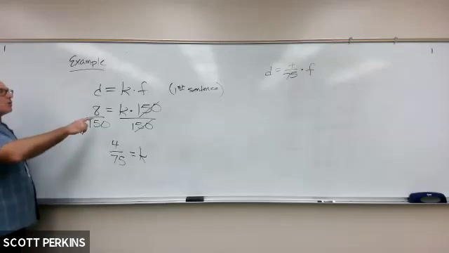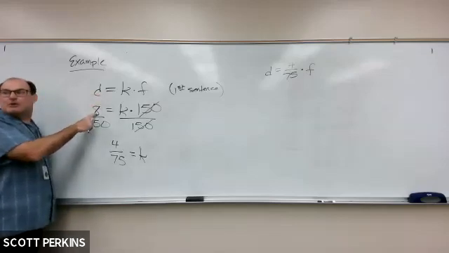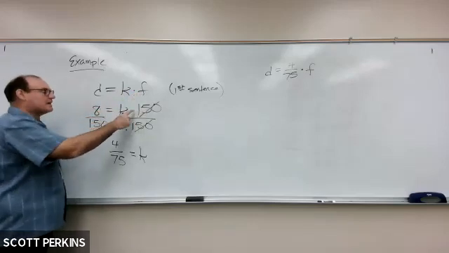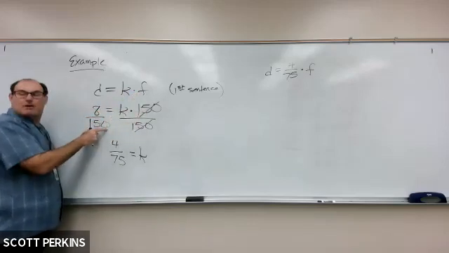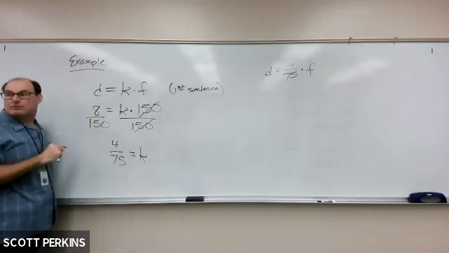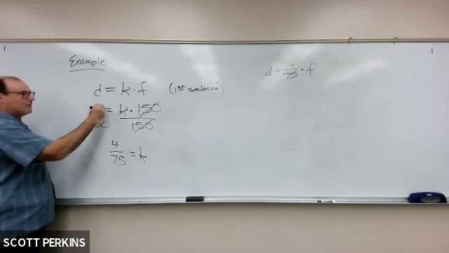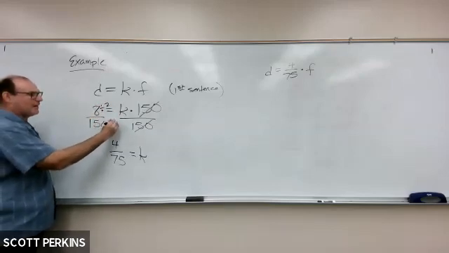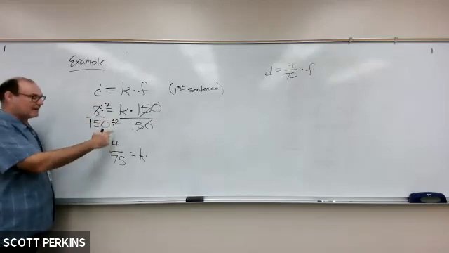So I plugged in 8 for D, are you with me to there? And I plugged in 150 for F. Are we good to there? So then to solve for K, I divided both sides by 150. And then this is a fraction, 8 over 150, so I reduced. So I divided the top by 2. 8 divided by 2 is 4, and divided the bottom by 2. 150 divided by 2 is 75.